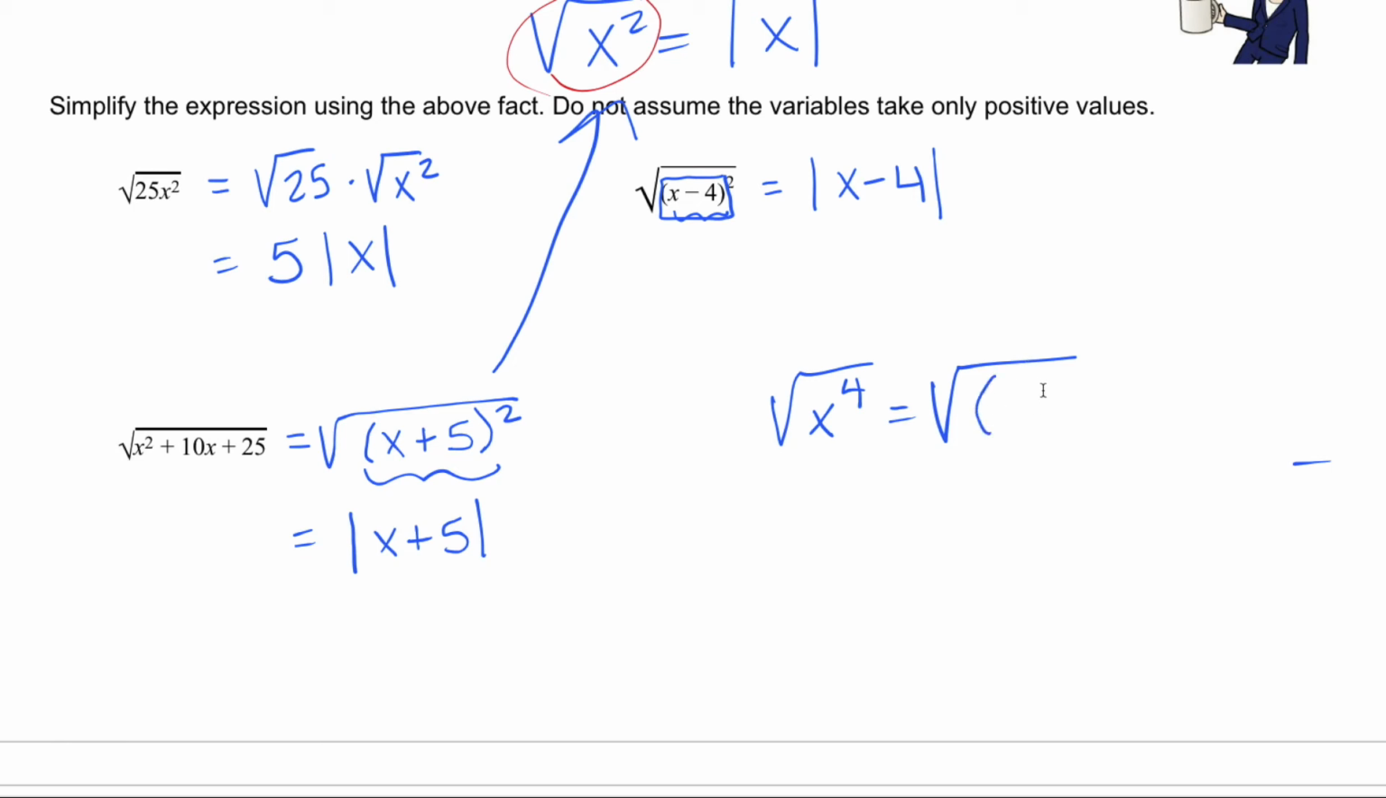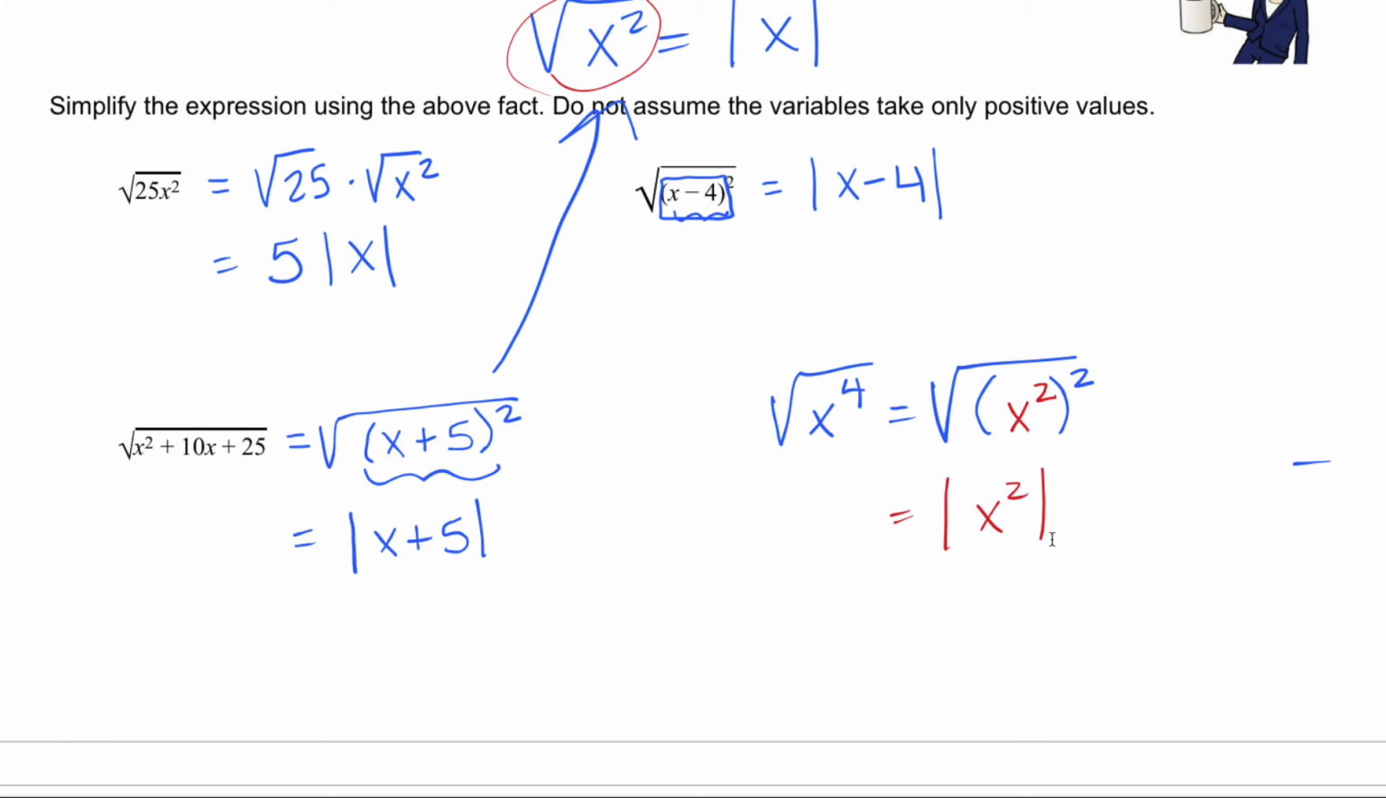So again, I'm asking myself, I want to rewrite this as a quantity squared. What would have to be inside here? X would have to be in there. X squared is not x to the fourth, but x squared squared is x to the fourth. So my fact says that the square root of some number squared is the absolute value of that number. Well, in this case, this is the absolute value of x squared.